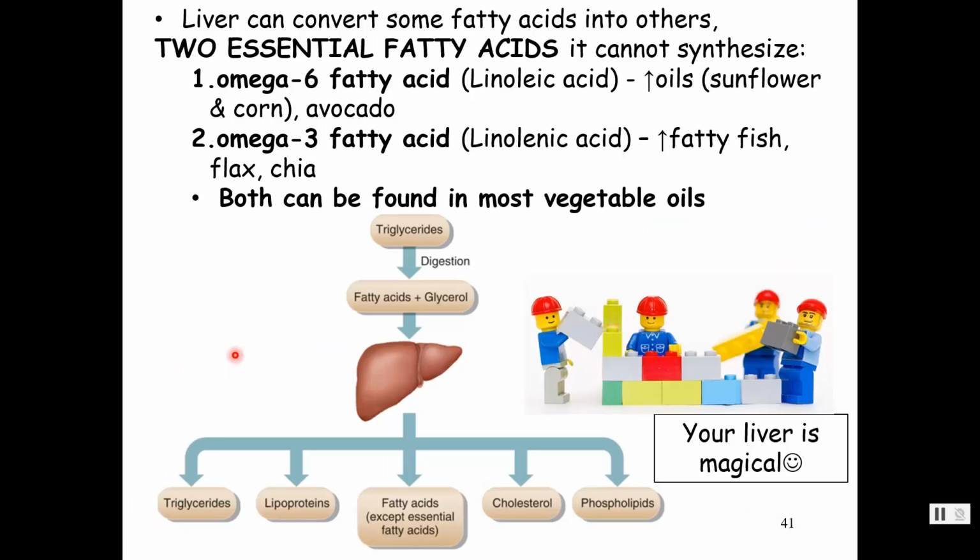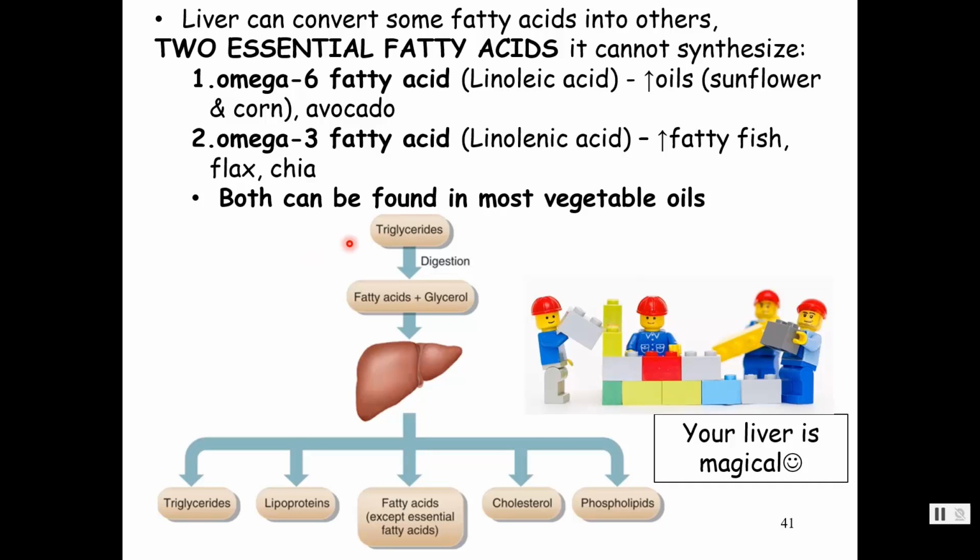So like I said, there are 2 essential fatty acids that the liver cannot make. So omega-6 fatty acids, linoleic acids, which is high in certain oils, so sunflower, corn, and avocado oil. So that's one of the crazes with avocado oil. Also omega-3, so linolenic is high in fatty fish, flax, and those chia seeds. Both of these can be found in most vegetable oils.